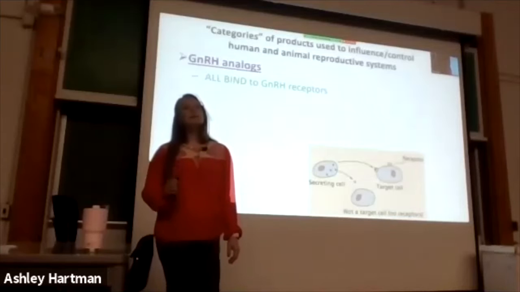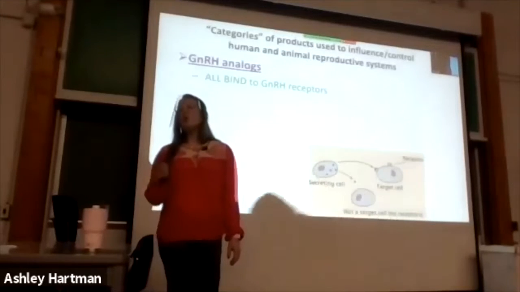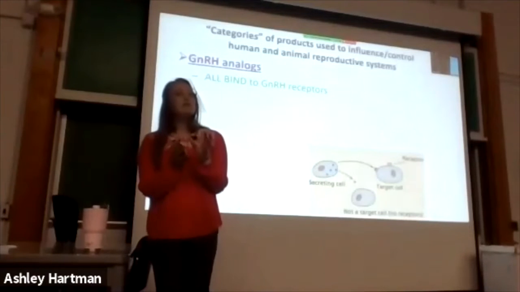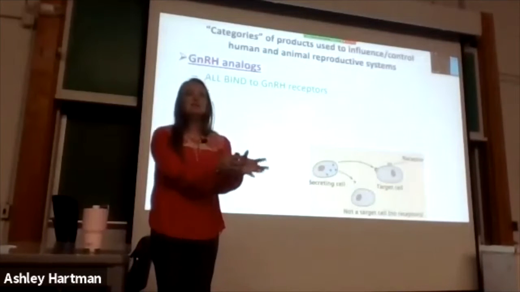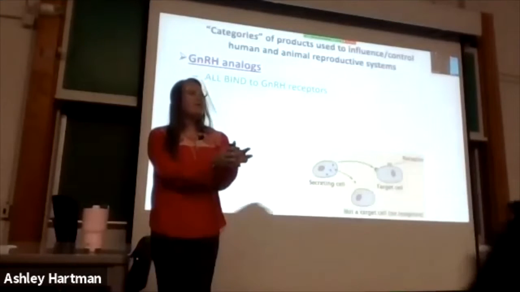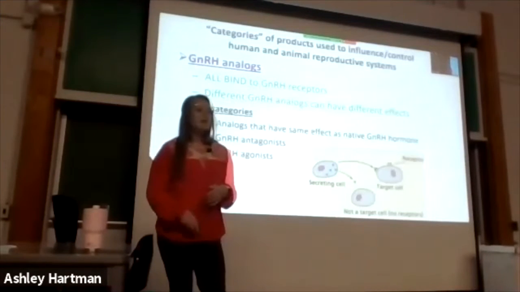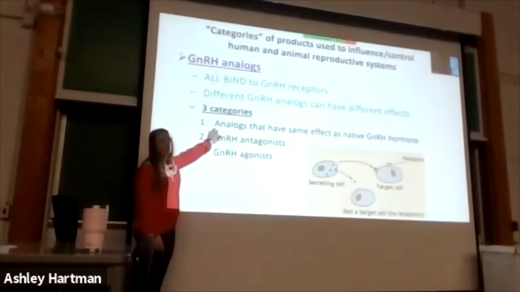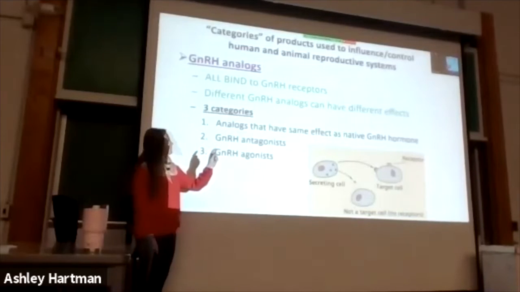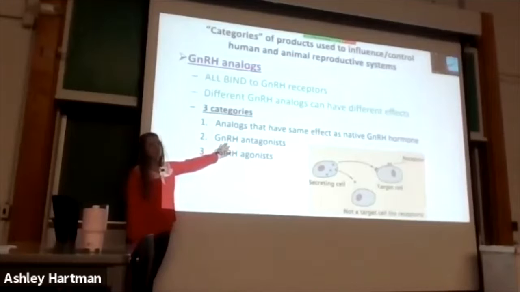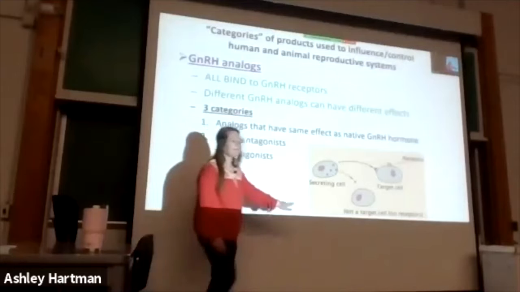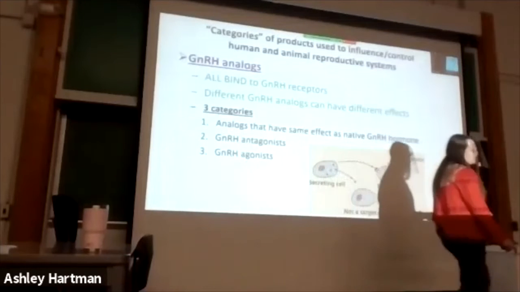So they will bind to those GnRH receptors. They're not quite the same structurally, but they're just different enough that they can still bind to the receptor, but they have a longer half-life so they can live in the blood. So we have three categories in our GnRHs. We have the analogs, which, like we just said, have the same effect as that native GnRH hormone, but are just a little bit different structurally. We have a GnRH antagonist or GnRH agonist. Okay? We have three categories to our GnRHs.